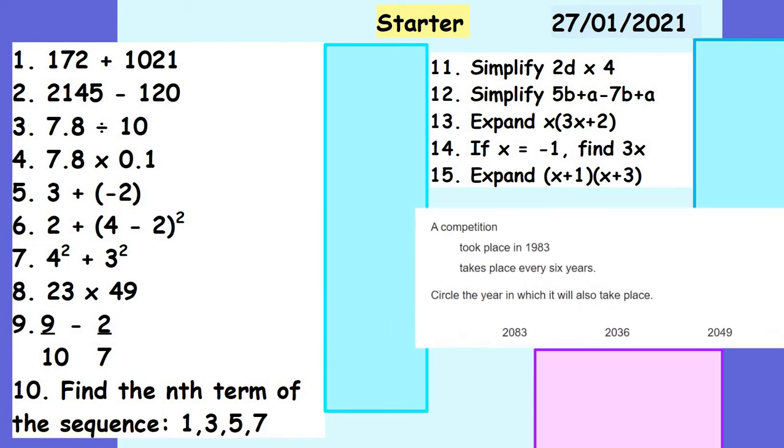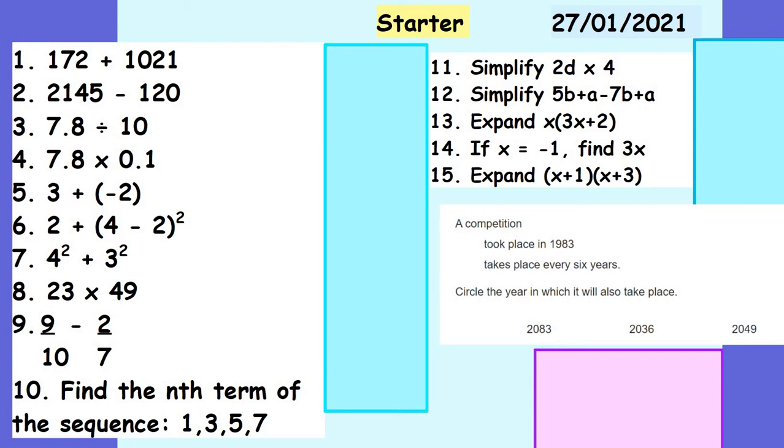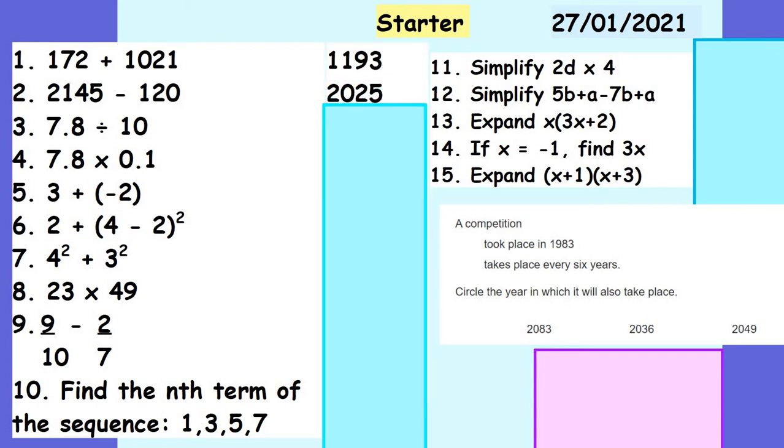Okay, I'm going to run through the answers. So for the first two, if you've done a column addition and a column subtraction, you'll have got 1,193 and 2,025. 7.8 divided by 10 gives me 0.78. I've just moved those one position on the place value table. And multiplying by 0.1 is the same as dividing by 10, so that will also give me 0.78.